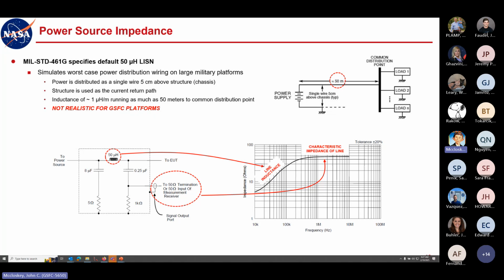This is not realistic for Goddard platforms. This is not how we typically distribute power. I've never seen it done this way, in fact. So I've never seen a Goddard platform where it has ever been appropriate to use a 50 microhenry LISN. And I've had people come in insisting that that's what they want to use. And those conversations get rather interesting.